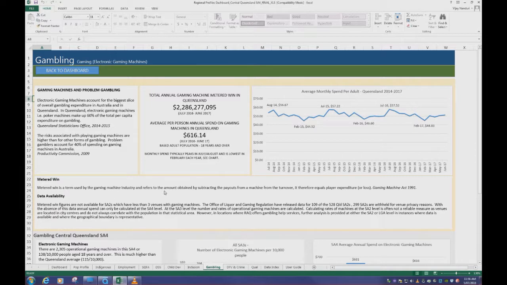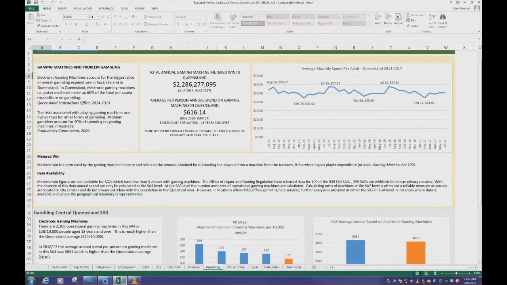Gambling. Although there are many different forms of gambling, gaming machine data or poker machines is the only data available at the statistical area level. This data, however, also has its limitations. While data is available regarding the number of poker machines, the data pertaining to the amount of money spent or metered win is restricted to protect the privacy of venue operators.